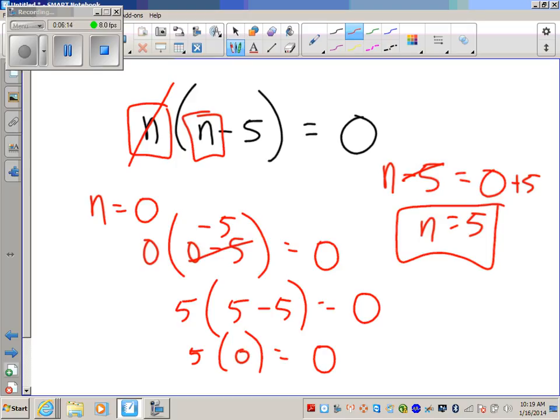Okay, so I've got two different solutions. I would solve this by saying n is equal to 0 and n is equal to 5. Both solutions. They'll both give me 0.